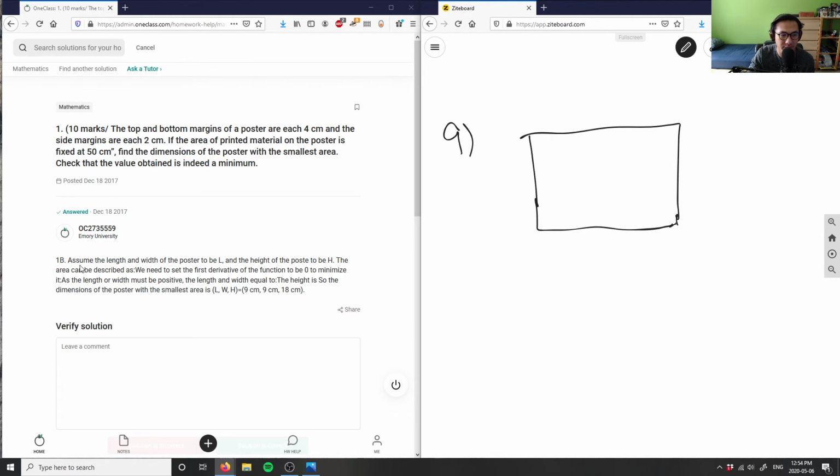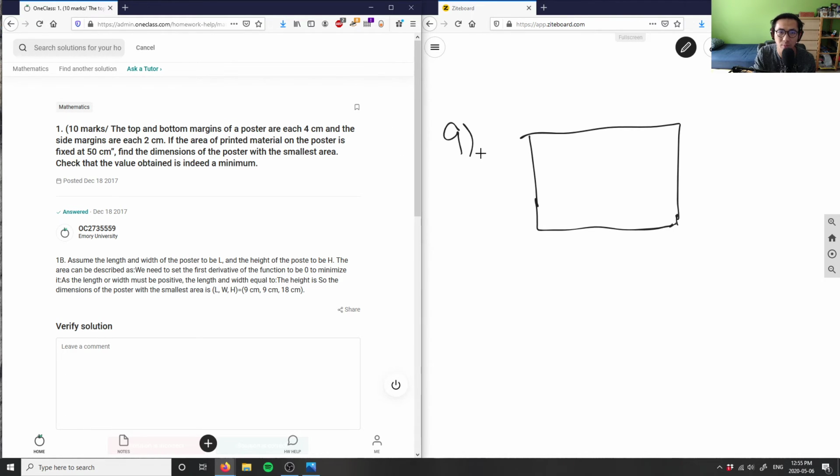So I'm going to look at the solution here. It says assume the length and the width of the poster to be L and the height to be H. So they're assuming that the area can be described as something. We have to set the derivative to 0 to minimize it. Okay, that's good, but they didn't really show their work, right? So I think this is in 3 dimensions because it's saying length, width, and height. Again, it's much harder to grab a diagram for this, and they didn't really show their work, so I can't really verify if the solution here is correct.